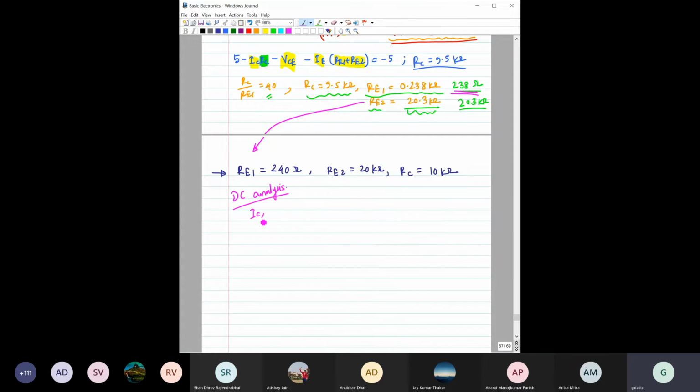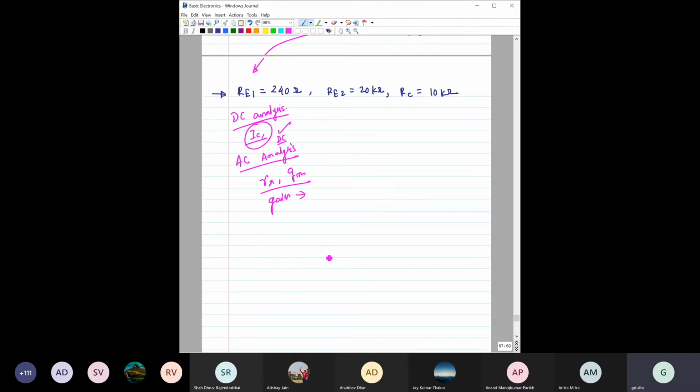So now you have a value of IC, right? And primarily you need IC to find all the AC parameters. For example, you have to find this r pi, gm, all these things are required. You need the value of IC. So once you have the DC value of IC, then you can get the small signal parameters. Then you can also find the small signal gain, right? We are not doing it here.